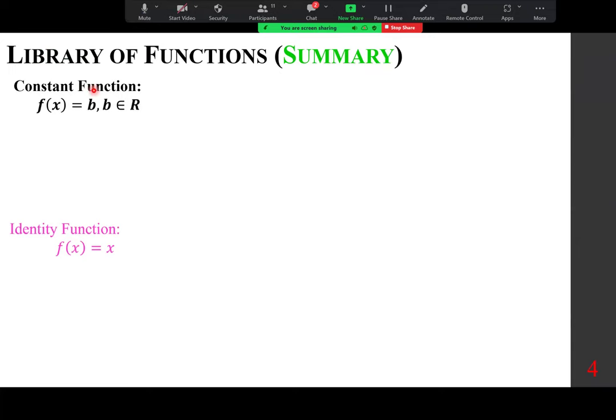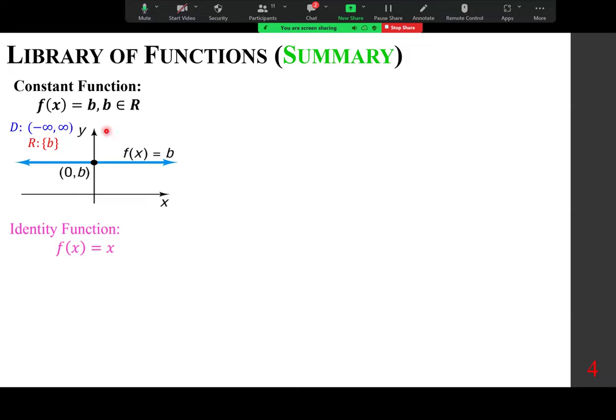The constant function f of x or y equals b, where b is a real number, looks like this. So y or f of x equals b, it has a y-intercept at (0, b). There is no x-intercept. The domain is all real numbers from negative to positive infinity. This covers the x-axis, but it covers only one point along the y-axis. Therefore the range is the point b, and we use braces to represent one point.